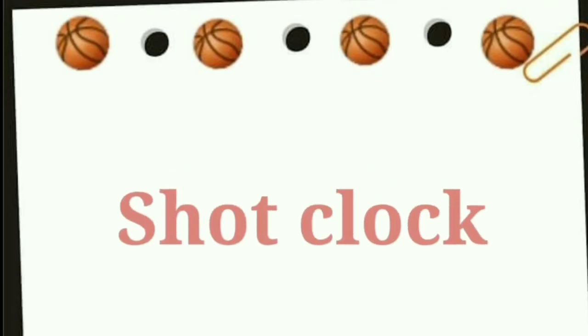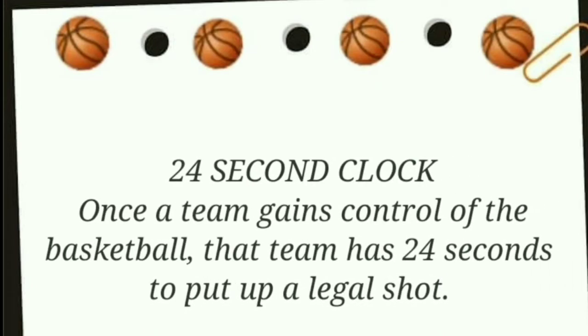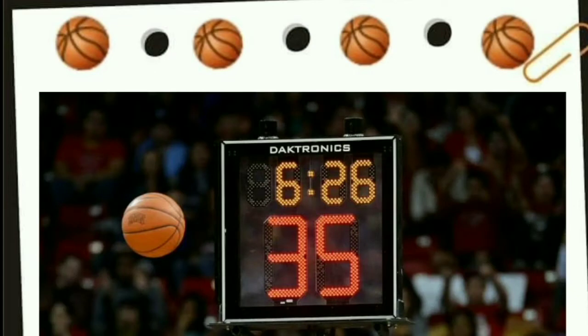Next will be the shot clock. A shot clock is a 24-second clock. Once a team gains control of the basketball, that team has 24 seconds to put up a legal shot. A shot clock starts when a team gains possession of the ball and can reset when possession changes, a violation occurs, a foul occurs, a jump ball, or a legal shot hits the ring.